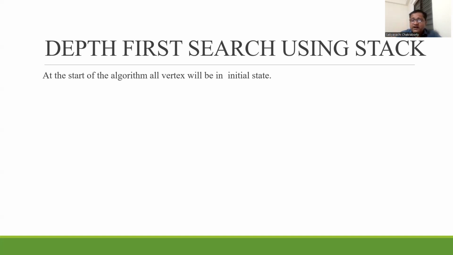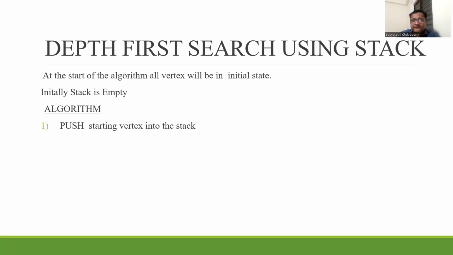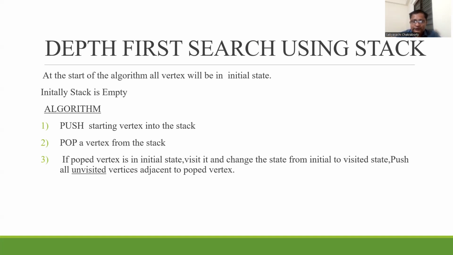So now, at the start, all are in the initial state. Initially, the stack is empty. The algorithm starts by taking the first vertex from the graph or tree. If it is a graph, it is a source vertex. If it is a tree, the source vertex is the root node. It is pushed onto the top of the empty stack. After that, that element is popped out from the stack and explored. Explore means generating its descendants, its adjacent vertices.